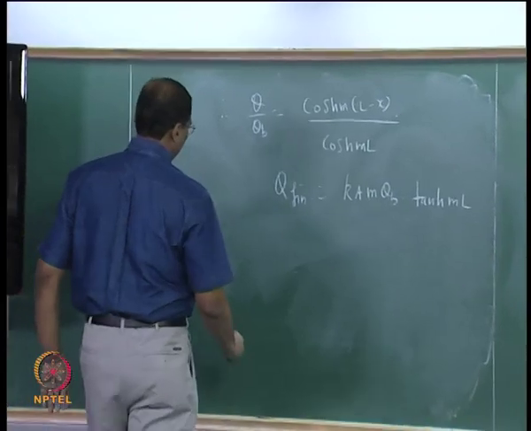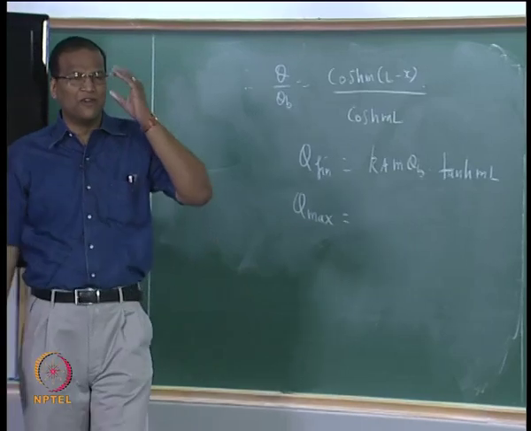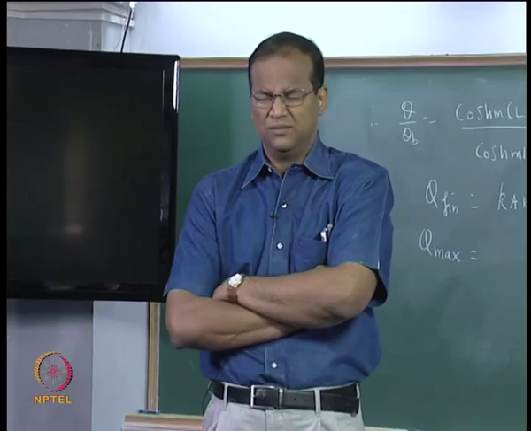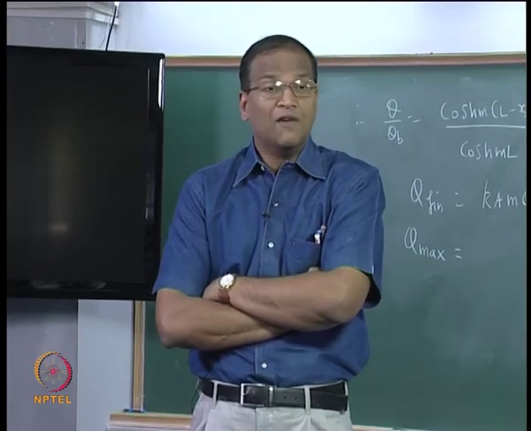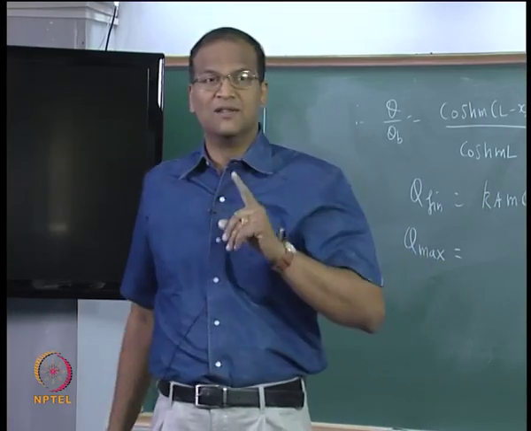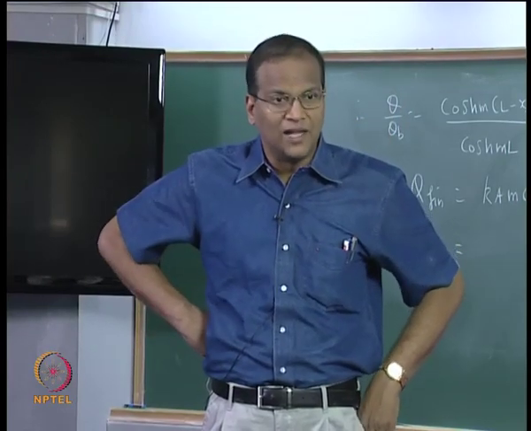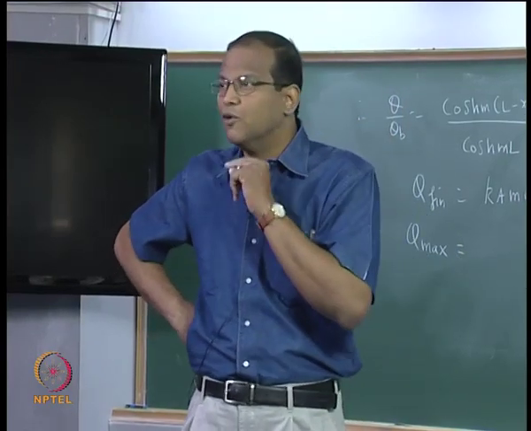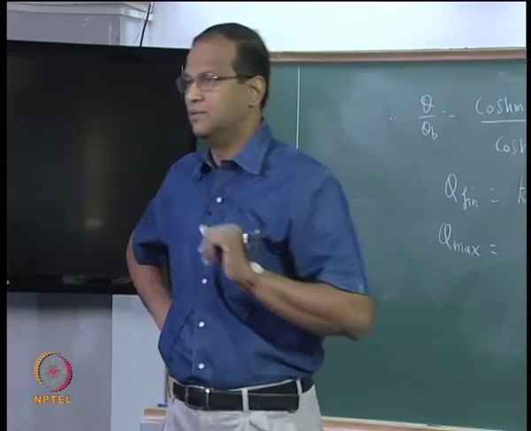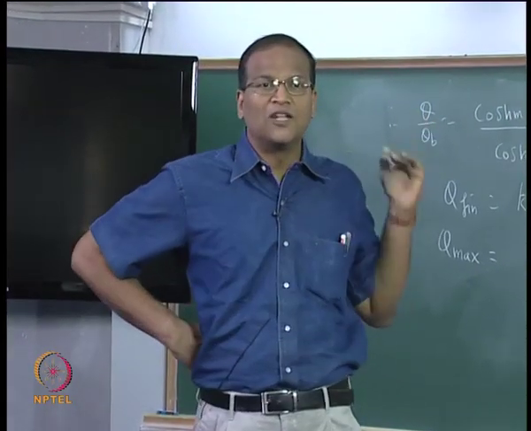Okay. What is the Q maximum from the fin? When will the maximum heat transfer take place from the fin? If the fin is isothermal and is at a temperature equal to T base, theta b. Therefore, the surface area corresponding to that will be perimeter into length. So, if you use Newton's law of cooling, h A delta T, h into P into L into theta b, that is the maximum, that is the denominator.